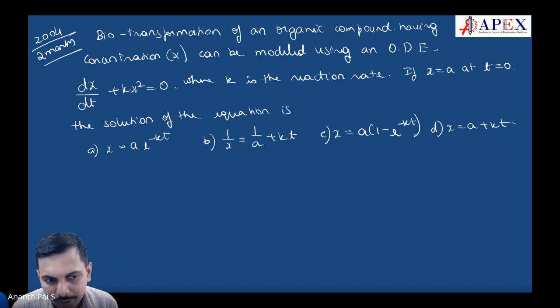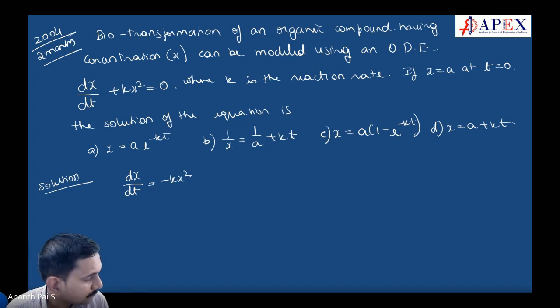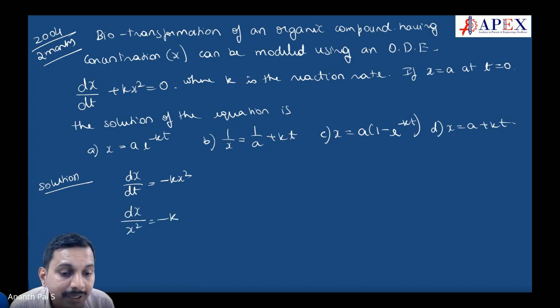Okay, so solution is something like this. Solution is, you have dx by dt equal to minus kx square. Now this is separable. I can write this as dx by x square is equal to minus of k into dt. Now let us integrate.